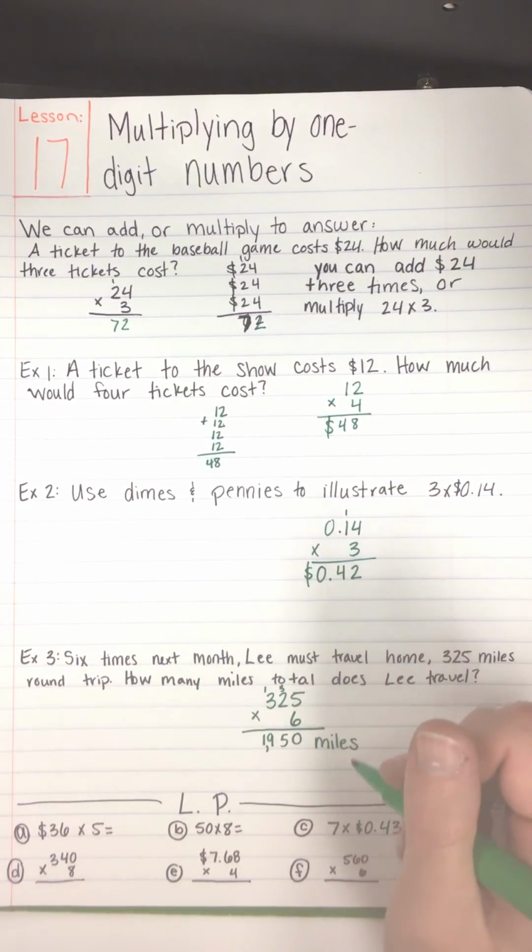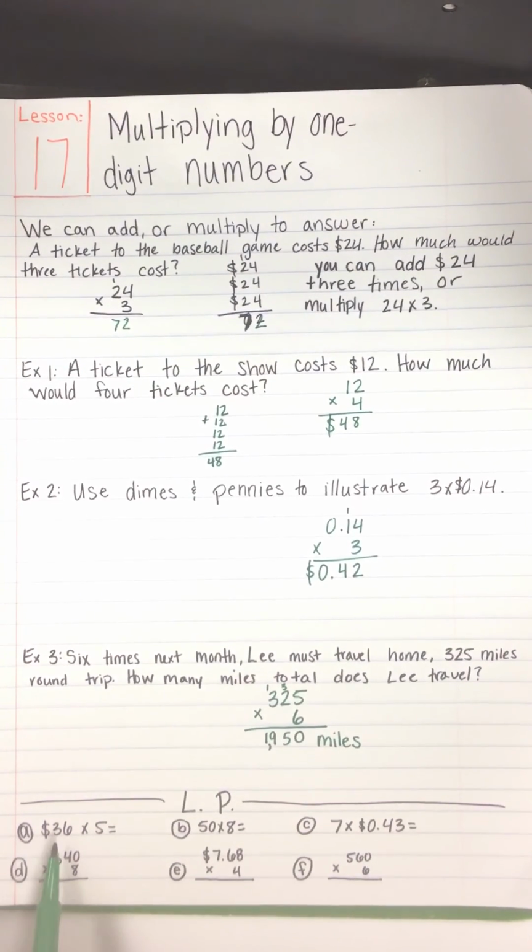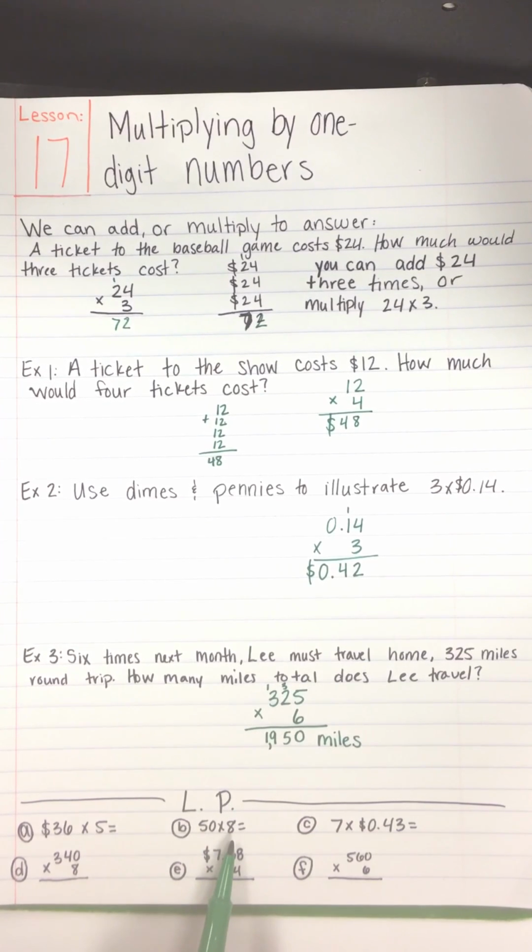Okay? Do you guys know how to multiply by one-digit numbers, right? All right, and then for your lesson practice down here, you've got A, 36 times 5, B, 50 times 8, C, 7 times 43 cents. You may use manipulatives to help you, some monies. D, 340 times 8. E, $7.68 times 4. And F, 560 times 6. Please have this completed and ready to show me in the morning.